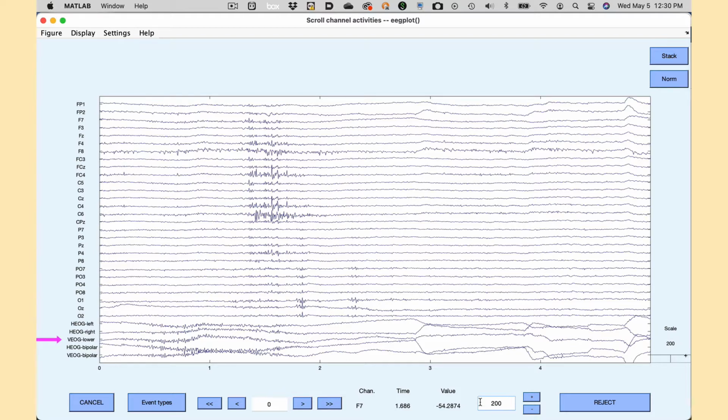These channels are all referenced to the average of P9 and P10, just like the EEG channels. At the very bottom, we have bipolar EOG channels. The HEOG bipolar channel was created by a subtraction of HEOG left minus HEOG right. The VEOG bipolar channel was created by a subtraction of VEOG lower minus FP2.